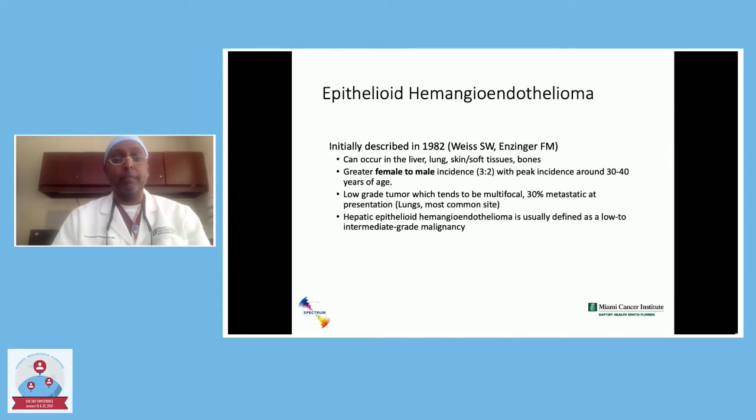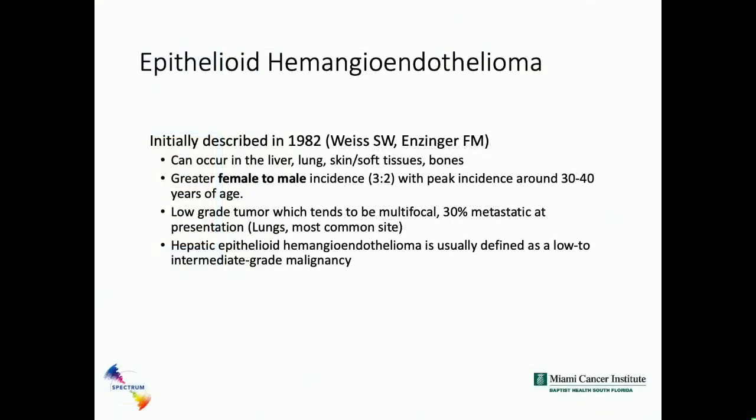And so my talk today involves the potential role of local regional therapy in the management of EHE, or specifically hepatic epithelioid hemangioendothelioma. So this disease, as initially described in 1982, can involve the liver, lung, skin, soft tissue, and bones, with a greater female to male incidence, with a peak incidence around 30 to 40 years. It's considered a low-grade tumor, which tends to be multifocal, and 30% could be metastatic at presentation, with the lungs being the most common site. And in the liver, it's usually defined as a low to intermediate grade malignancy.